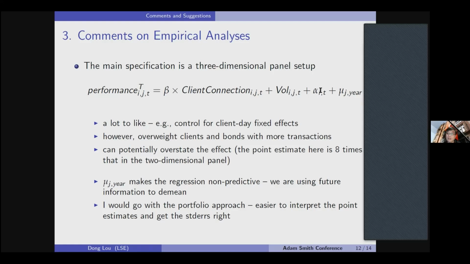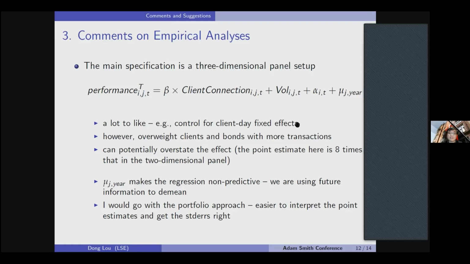It's a great setup. Two comments. Number one, with this 3-dimensional panel, you are overweighting clients and bonds with more transactions, and this can potentially overstate the effect. The point estimate from this 3-dimensional panel is 8 times the point estimate from a 2-dimensional panel, where we collapse all the transactions to the client level. That tells me you're overweighting the clients with more transactions.